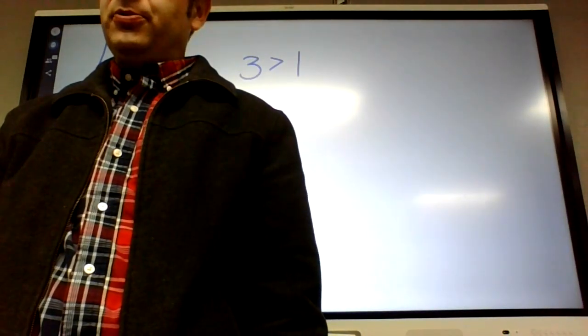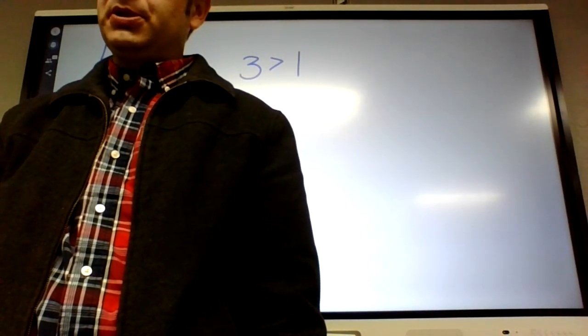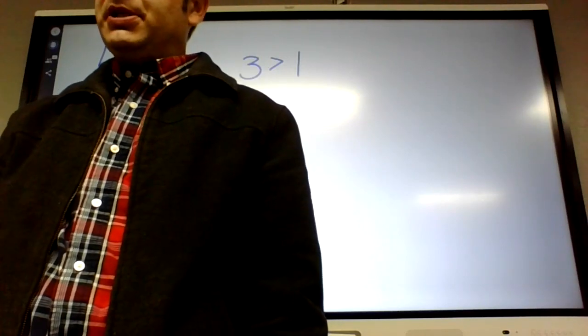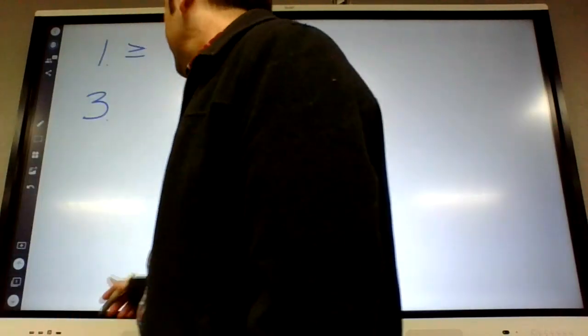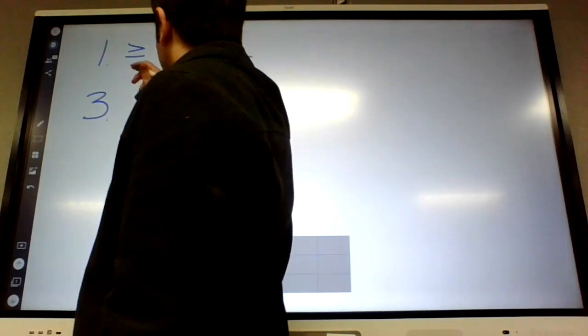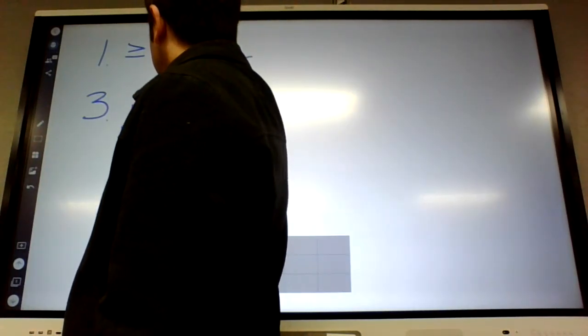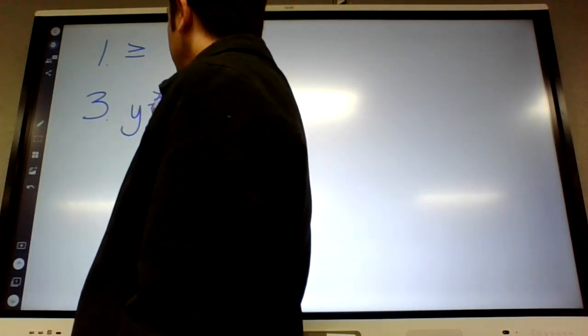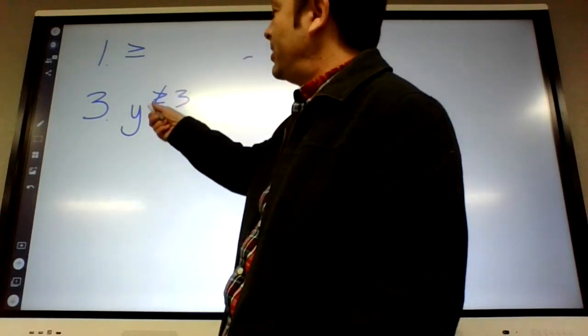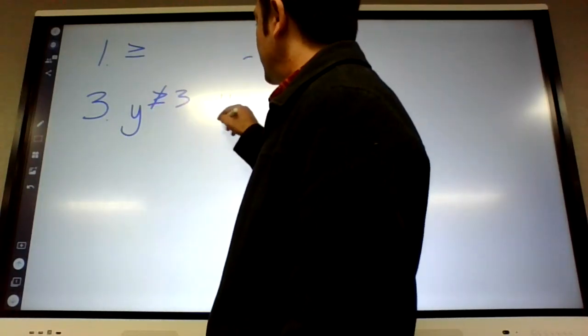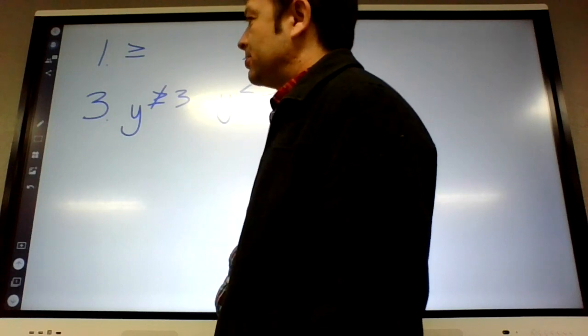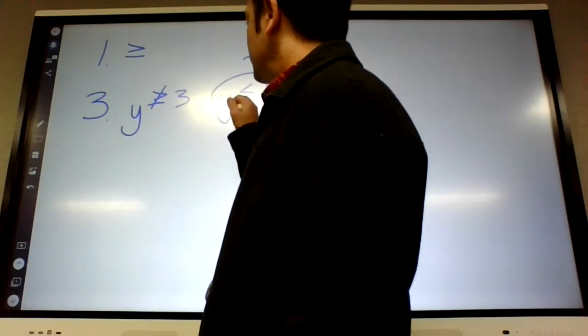Number 3, write an inequality equivalent. Okay. So it says not greater than or equal to. What's that the same thing as? Right. That's the same. Not greater than or equal to is less than. Why is less than 3? That's it.